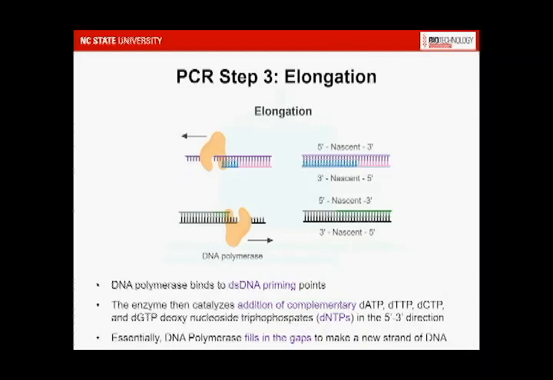The next step in the PCR cycle is elongation. DNA polymerase binds to the double-stranded priming points and catalyzes the addition of complementary dATP, dTTP, dCTP, and dGTP deoxynucleotide triphosphates. Let's call them dNTPs for short. These are added in the 5' to 3' direction. Essentially, DNA polymerase will fill in the gaps and make a new strand of DNA. This new nascent strand of DNA can be used as a template in later PCR cycles.